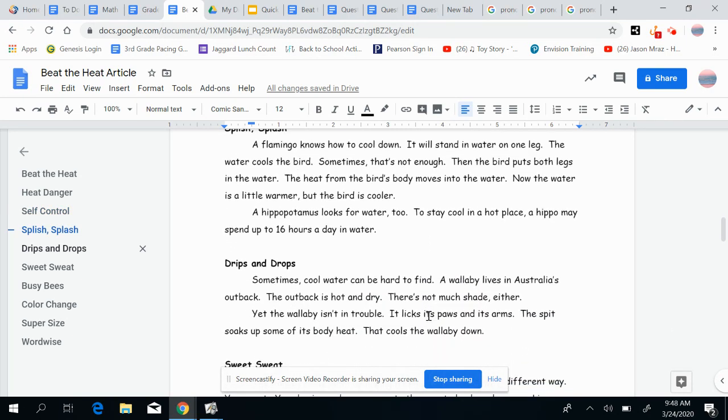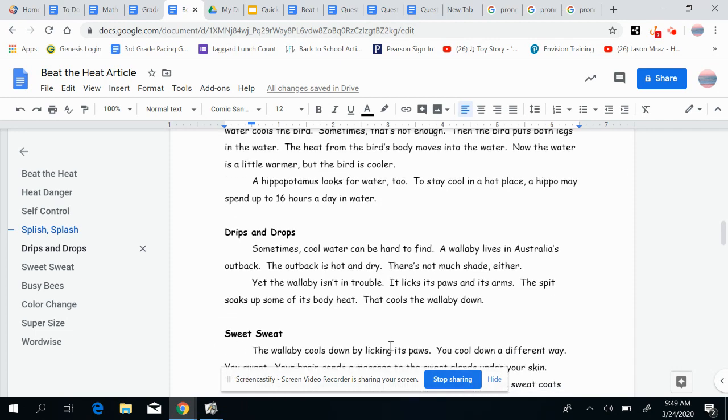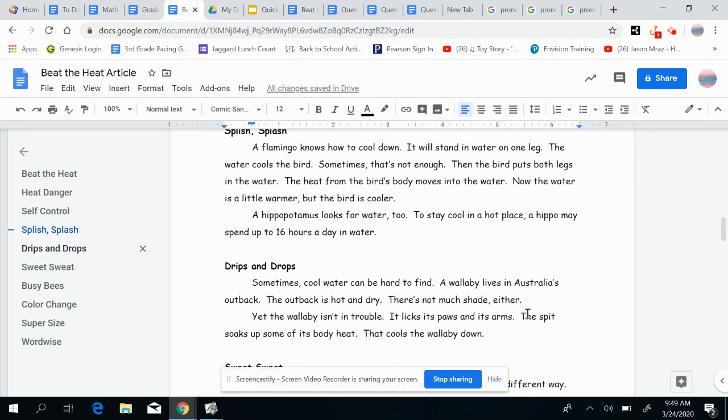Now I'll read one more. Drips and drops. Sometimes cool water can be hard to find. A wallaby lives in Australia's outback. The outback is hot and dry. There's not much shade either, yet the wallaby isn't in trouble. It licks its paws and its arms. The spit soaks up some of its body heat, and that cools the wallaby down. So now this is a way that the wallaby stays cool.